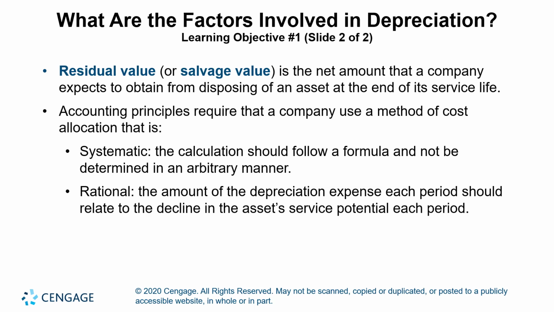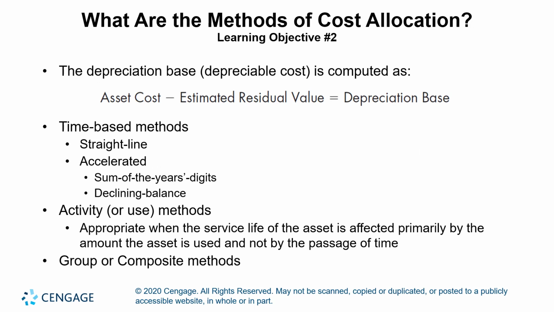Now, the cost allocation, so the depreciable basis, which I also refer to in my spreadsheet as the amount to be depreciated, is asset cost minus residual value equals depreciation base. So there are time-based methods of depreciation. Most common is straight line, and you've probably heard of that in accounting 1 or 2. And then there's accelerated depreciation, which is time-based, which includes sum of the year's digits and declining balance. Then not time-based, but activity or use methods, appropriate when the service life of the asset is affected primarily by the amount the asset is used, not the passage of time. And then there's group and composite methods.